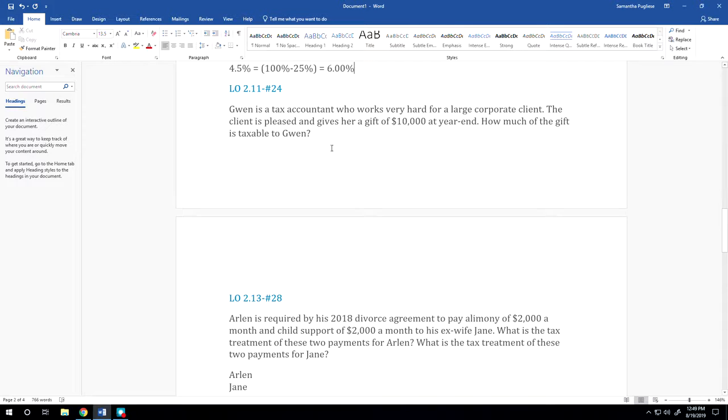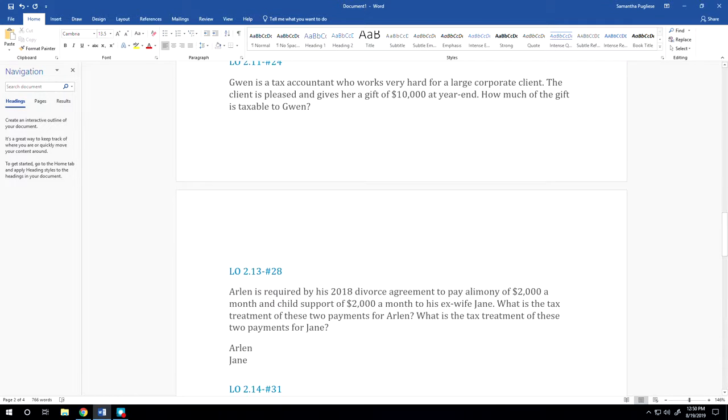Hopefully it never goes down. But in this case, the $10,000 is going to be taxable. So don't just look at the word gift. Also, consider here that this is clearly a bonus. It's in a business setting, coming from a client to somebody that's doing work. So even though they're calling it a gift, it's still a payment for services and needs to be included in gross income.